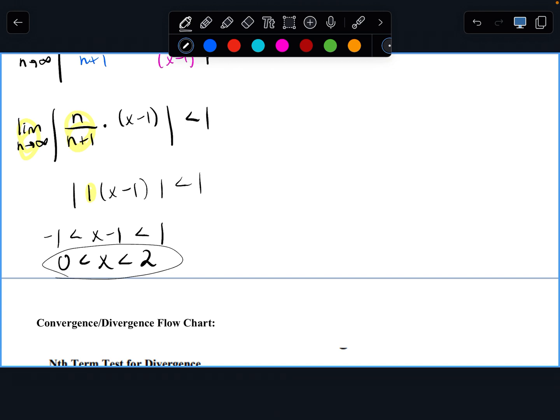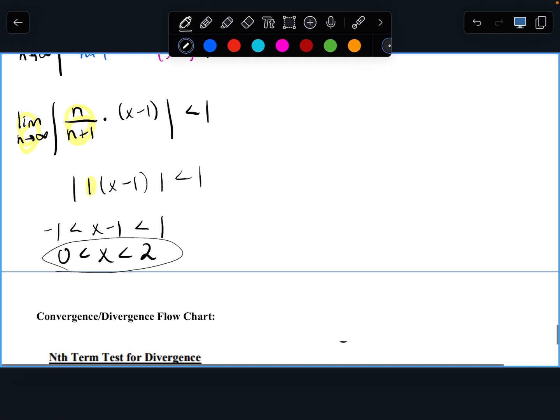So fun stuff. Next unit, we're going to decide at 2 if that's absolutely conditional or divergent. And then at 0, we'll be testing that. So, fun stuff. You're just going to do the bounds in this unit.